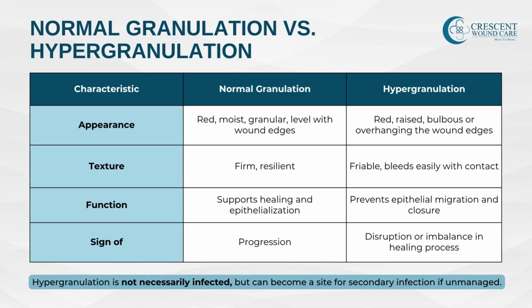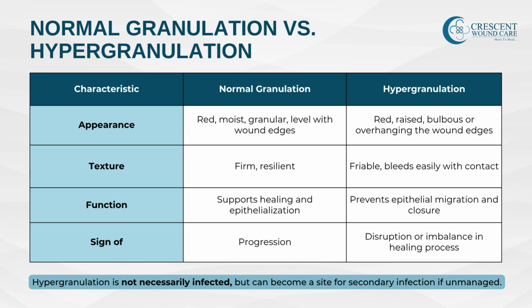To understand hypergranulation, it's essential to recognize how it differs from normal granulation tissue. Normal granulation is a sign of healthy wound healing. It appears red, moist, and level with the wound edges. Its texture is generally firm and resilient, and it provides a supportive base for new epithelial cells to migrate and close the wound. In contrast, hypergranulation tissue looks raised, red or pink, and often takes on a mushroom-like or bulbous appearance, sometimes spilling over the wound margins. It tends to be soft, friable, and bleeds easily, making it vulnerable to further trauma and secondary infection.